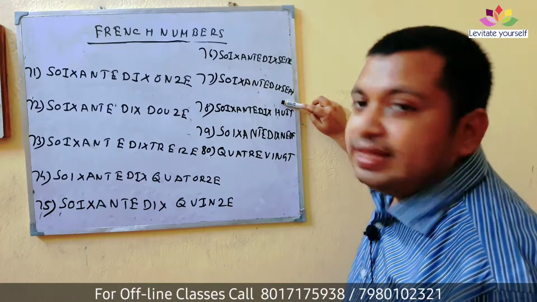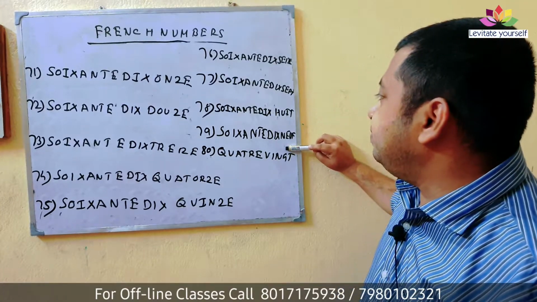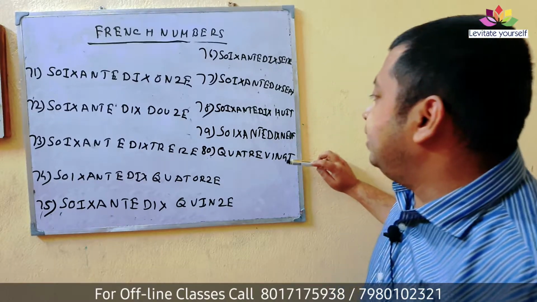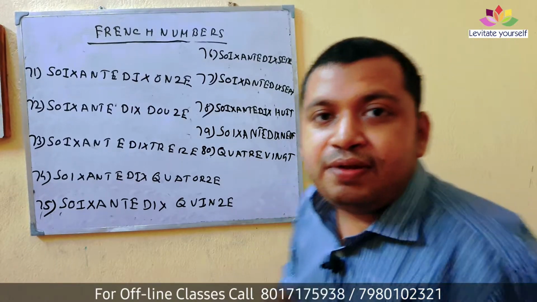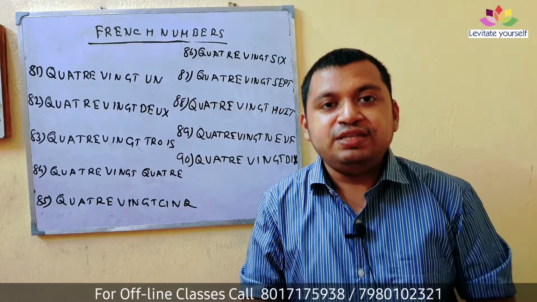Number 77 is dix sept. Number 78 is dix huit. Number 79 is dix neuf. Number 80 is quatre vingt. Now next we will learn from number 81 to number 90. So let's start from number 81 to number 90.